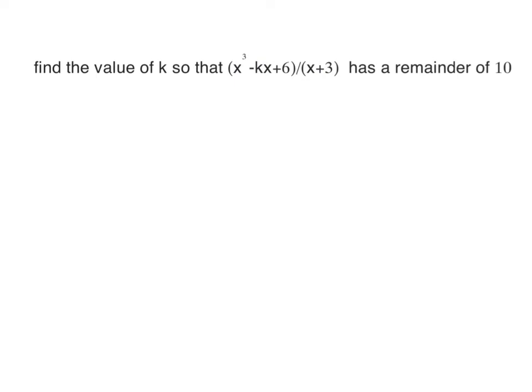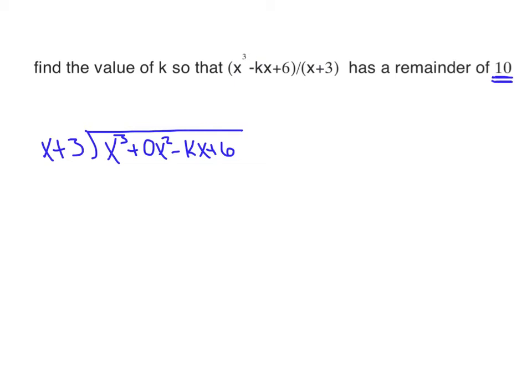This is probably the most challenging one of the night. They're saying our long division setup would look like this. We'd have x cubed plus 0x squared minus kx plus 6, and you'd work your way through it, and they're saying the remainder is guaranteed to be a 10, which in this case means f of negative 3 is guaranteed to equal 10. So what we're going to do, they're saying if we plug a negative 3 into this function right here, we guarantee the answer is going to be 10. So we could do that and solve for k.